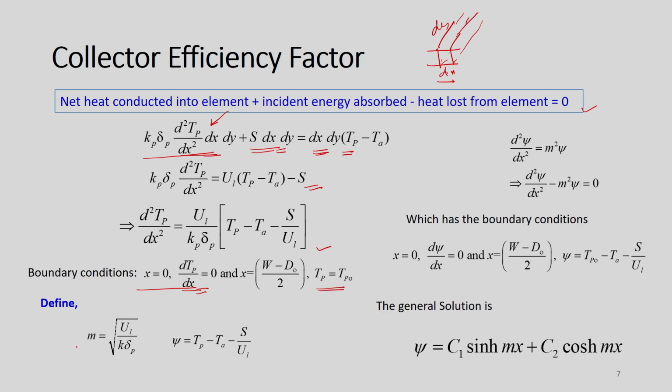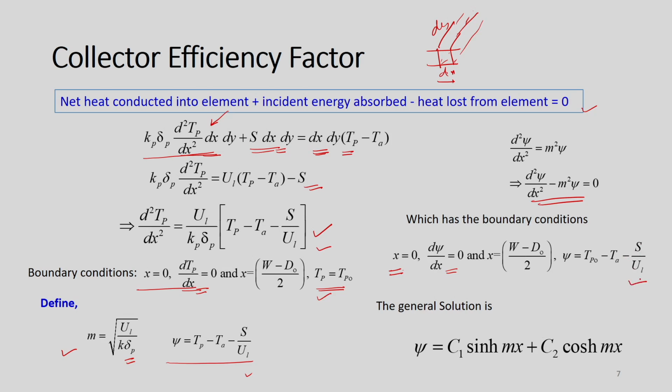So, now we will define a term called m, which is nothing but the square root of UL by Kp dp, and one more term xi, which is Tp minus Ta minus S by UL. Okay. So, if we use this terminology in this expression, then it will be something like d square xi by dx square is equal to m square xi. Okay. So, this will be simplified like this, and accordingly we have to modify these boundary conditions. So, at x is equal to 0, dxi by dx is equal to 0, and at x is equal to w minus d naught by 2, xi will be Tpo minus Ta minus S by UL.